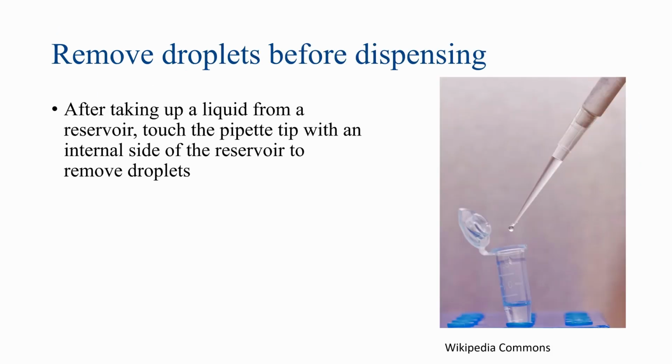Lastly, I want to end with some points on droplets. I'll begin with discussing the removal of droplets before dispensing. So let's assume that a person is holding this pipette and they are withdrawing liquid from this Eppendorf tube. Now, as you can see here, there is a bit of a droplet. So after taking up the liquid from this container or reservoir, you want to touch the pipette tip with the internal side of the reservoir to remove the excess droplets. So basically, you'd want to touch this pipette tip on the inside of this reservoir container so that you can get rid of the droplet before transferring the liquid.